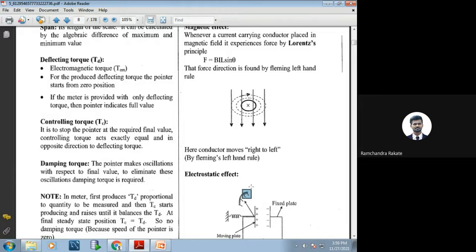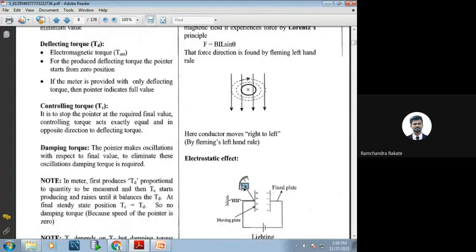So what are the main features of controlling torque? Controlling torque will bring the pointer to zero position when the deflecting torque is removed. First, whatever the deflecting torque, the controlling torque will produce an equal and opposite one. That's fine, but now we have taken the reading. We are using an indicating instrument, and we note down the reading. After that, we have to bring this pointer to the null position.